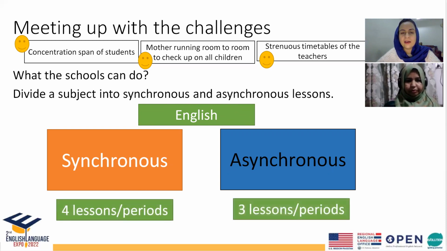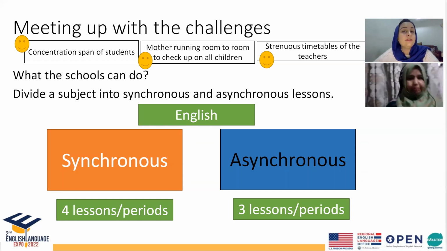Exactly. So, for example, if we have the subject English, we can divide it into synchronous and asynchronous lessons. And there could be 4 periods synchronous and 3 to 4 periods asynchronous. So this will reduce the timetable of the teacher. Instead of taking 8 periods in one class, she would now take only 4 periods online, and the rest of the 4 periods will be done asynchronously.